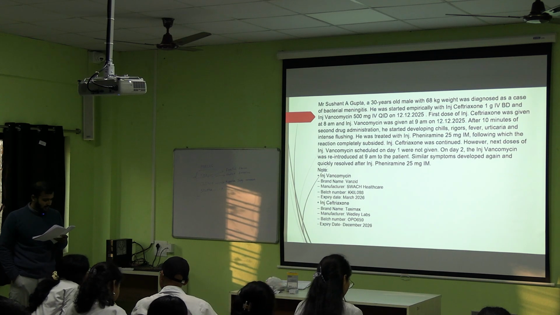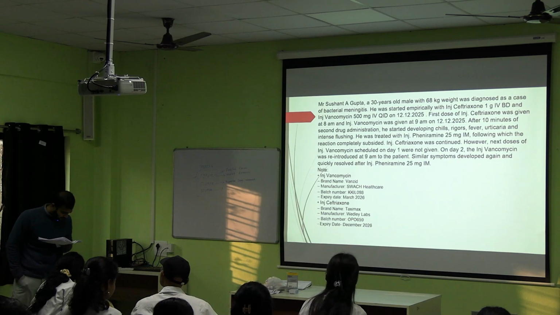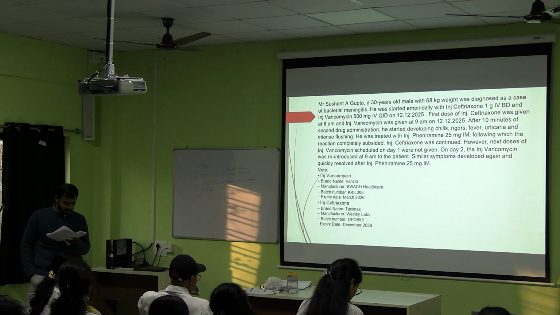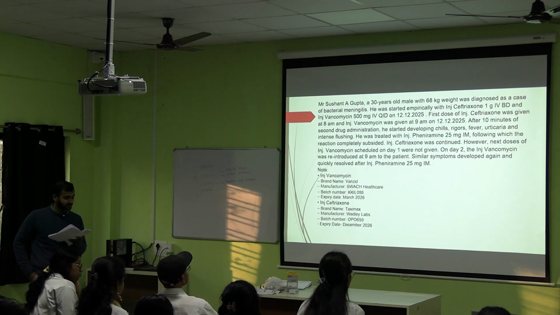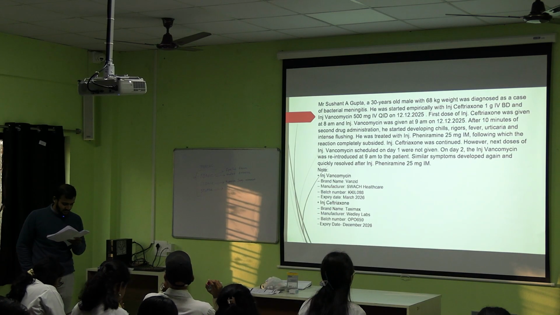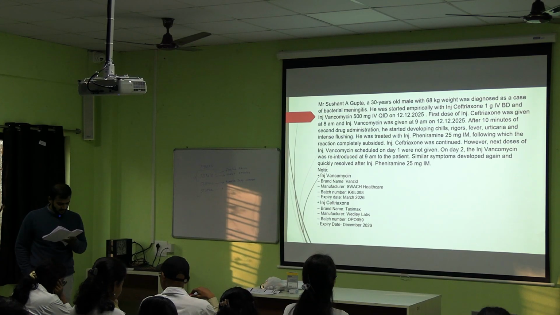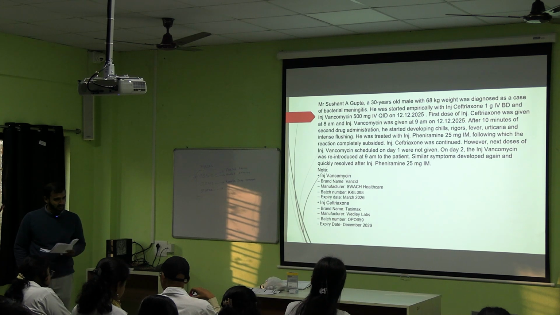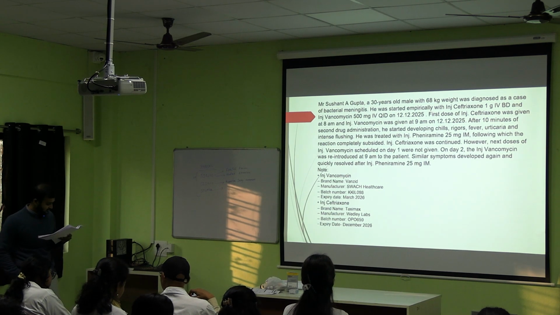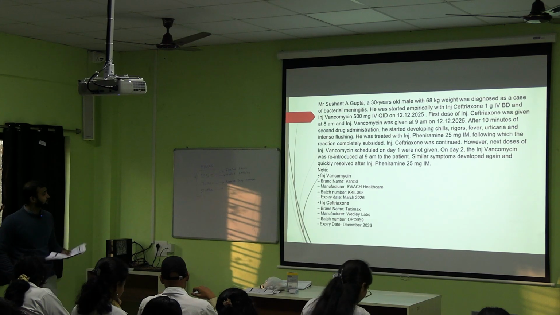Then on day 1 after the first dose of ceftriaxone at 8 am, after the first dose of injection vancomycin at 9 am. After the first dose of the vancomycin, then after 10 minutes of the second dose, the patient started developing chills and rigors, isn't it? And intense flushing. So one you have to write on day 1 and one on day 2. This way you have to describe it, as the symptoms appeared. After describing day 1 and day 2, and after subsidence of the complaints, then you have to write the diagnosis.